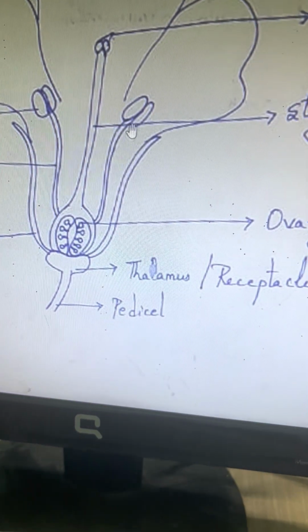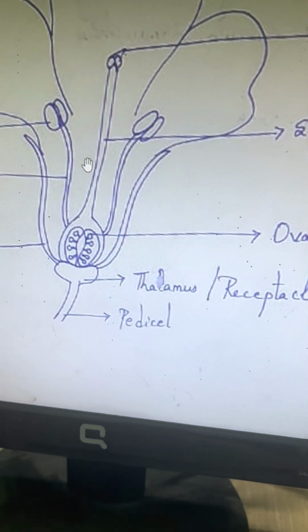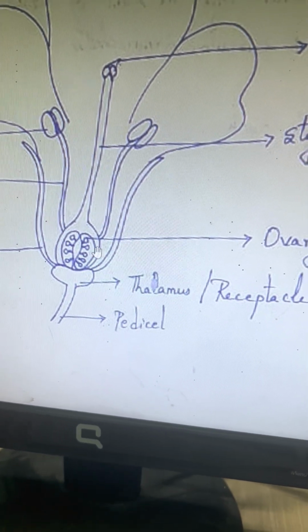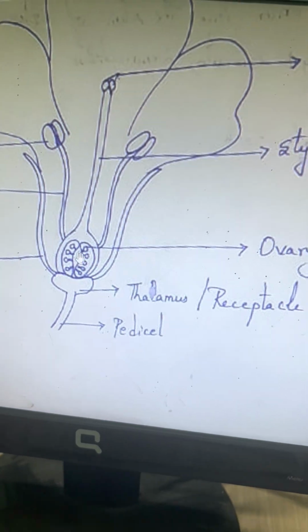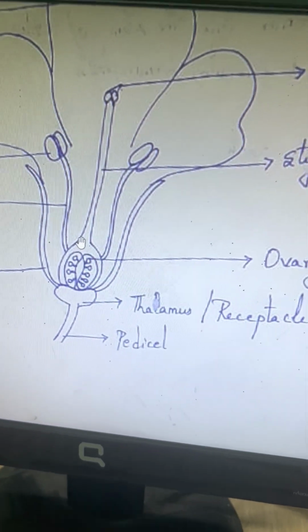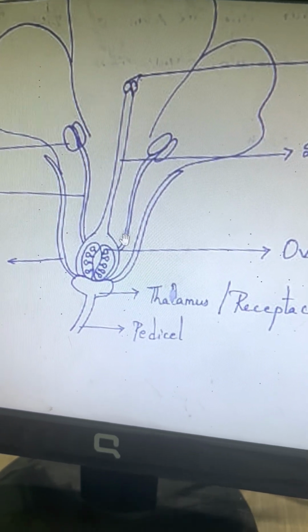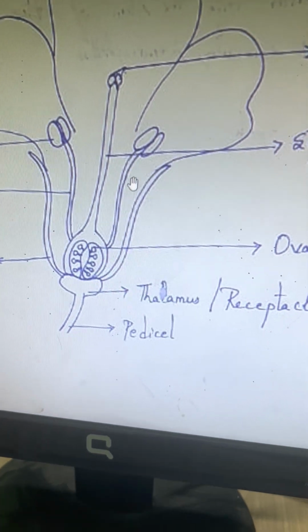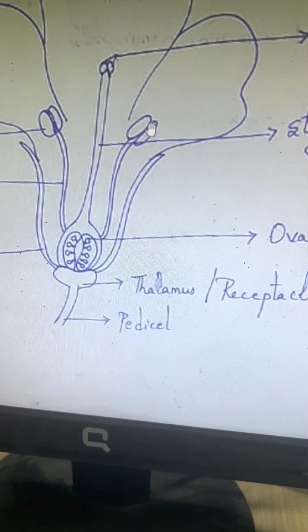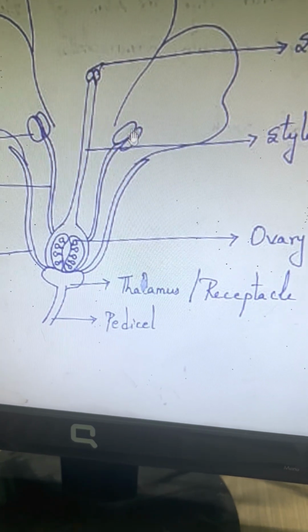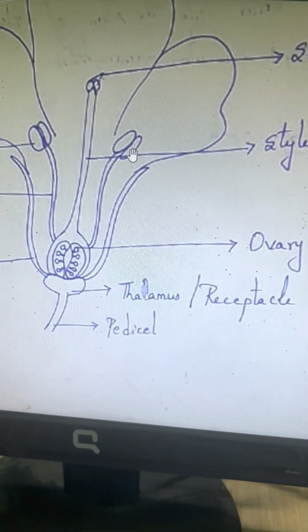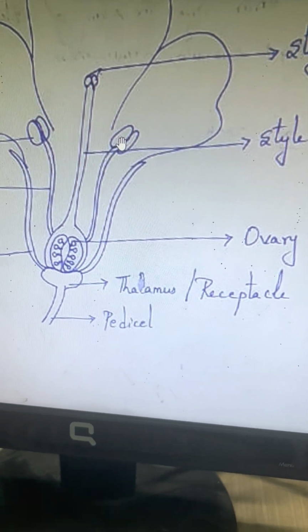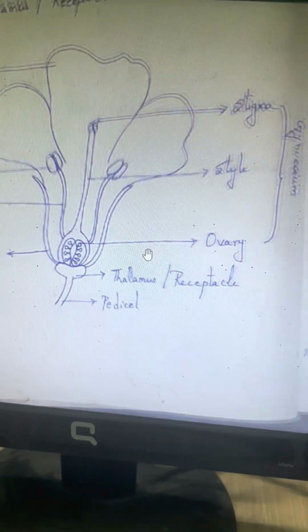Wait, I will show you the flower diagram. This one is the third whorl, that is the androecium, also known as stamens. So what does it contain? It contains a filament and anthers. Inside anthers, what are present? Pollen sacs are present which store the pollen grains. Understood, right?